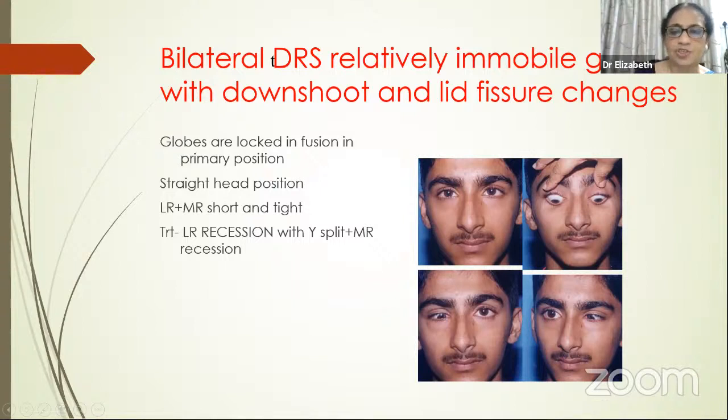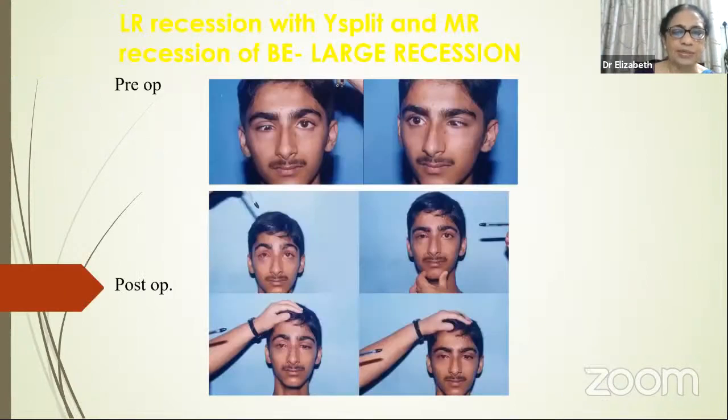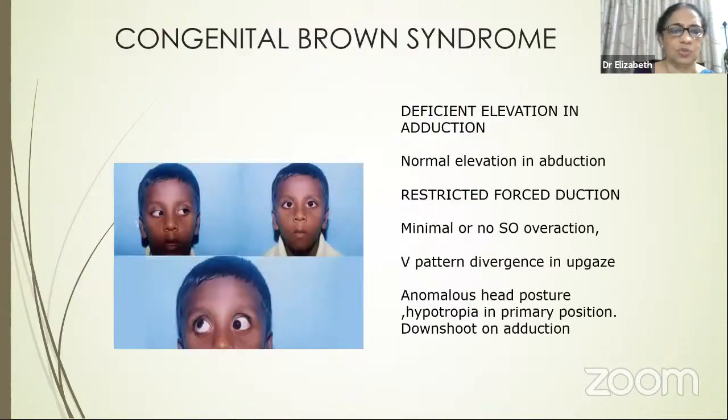This can be managed by the surgery of Y splitting with recession. This is the pre-op. You can see the downshoot. It can be easily corrected by the Y splitting. These are the post-op pictures. Y splitting of the lateral rectus will give rise to correction of the downshoots and upshoots.